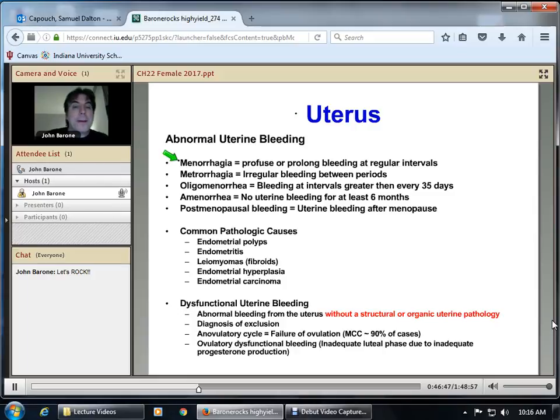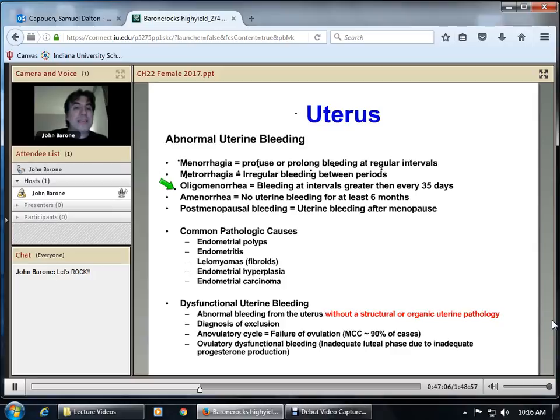Some terms. Menorrhagia. What's menorrhagia? Profuse or prolonged bleeding at regular intervals. So basically, heavy periods. What do you call metrorrhagia? Well, this is irregular bleeding in between the periods. So this is called breakthrough bleeding.